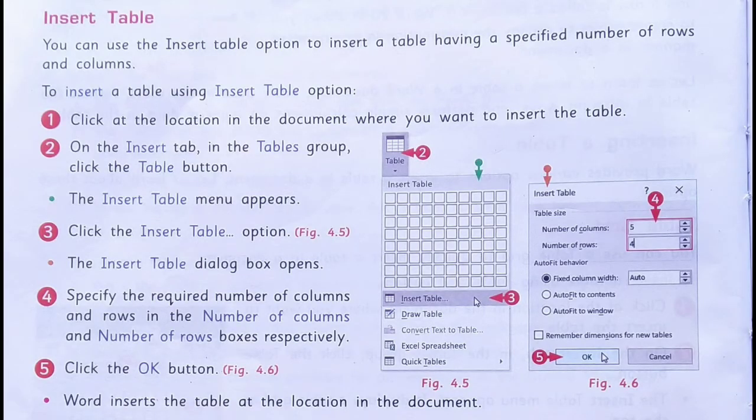Insert table. You can use the Insert Table option to insert a table having a specified number of rows and columns. To insert a table using the Insert Table option, click at the location in the document where you want to insert the table. On the Insert tab in the Tables group, click the Table button. The Insert Table menu appears. Then click the Insert Table option. The Insert Table dialog box opens. Specify the required number of columns and rows in the Number of columns and Number of rows boxes respectively. Click the OK button. Word inserts the table at the location in the document.